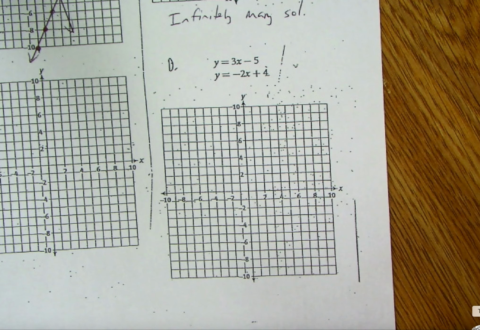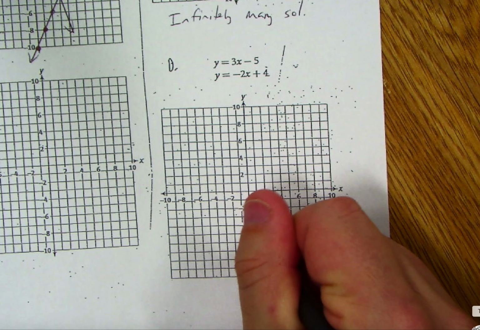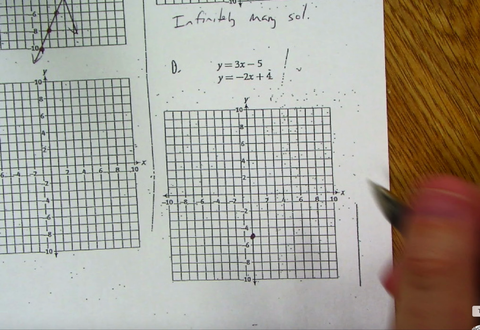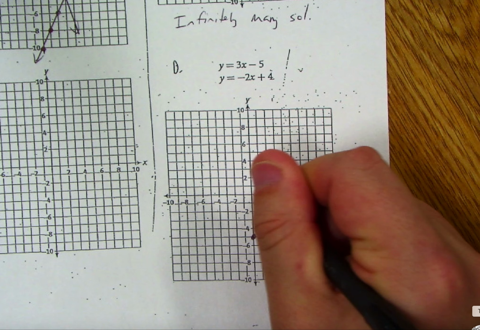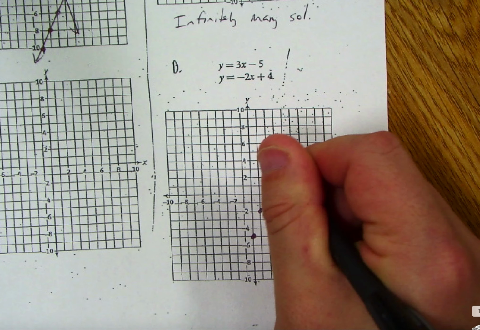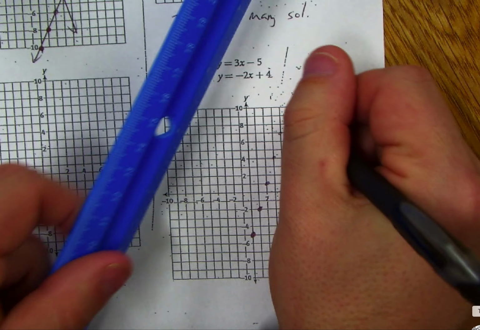I'm going to go ahead and do this one. You'll see why. So I plot the y-intercept at -5. My slope is 3, so up 3 over 1, up 3 over 1, up 3 over 1. I'm going to keep going, and I'm going to graph that line. Hello, line.